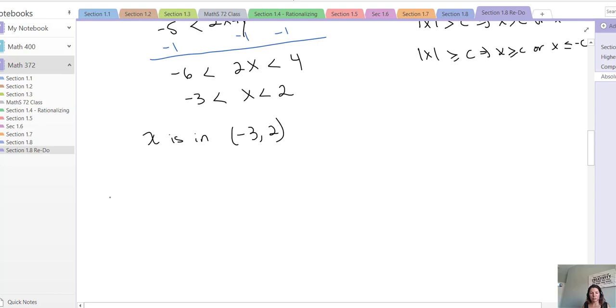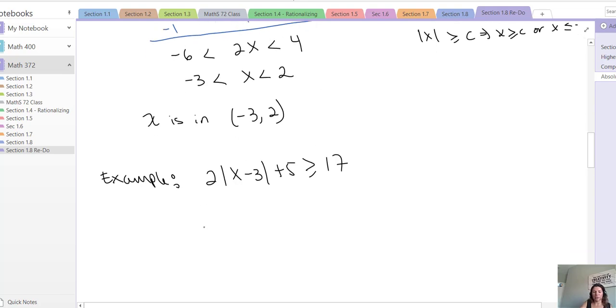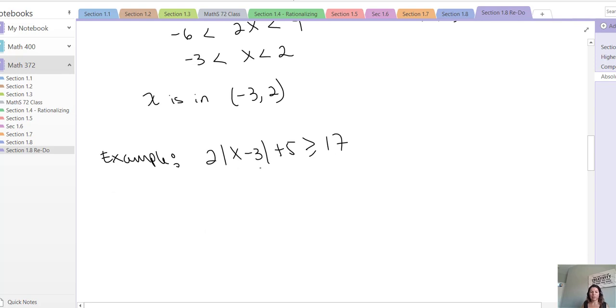Let's solve. So I want you to try this. 2 times the absolute value of x minus 3 plus 5 greater than or equal to 17. So go ahead and pause the video, try it on your own, see what you get, and then come back and unpause. So I'm going to keep going, assuming you're coming back from pause.